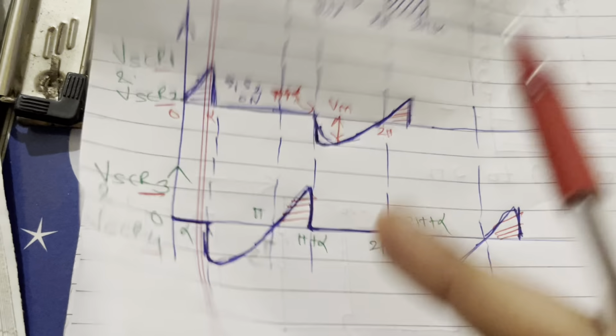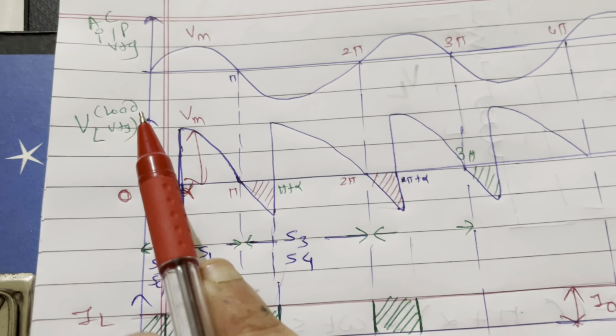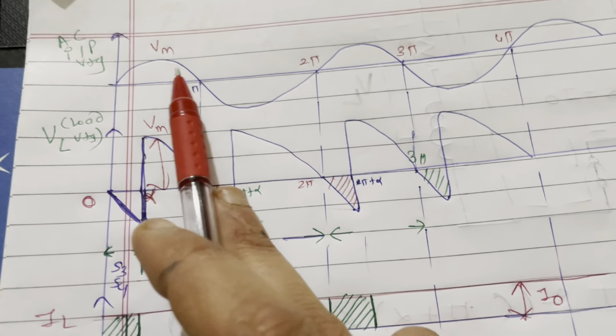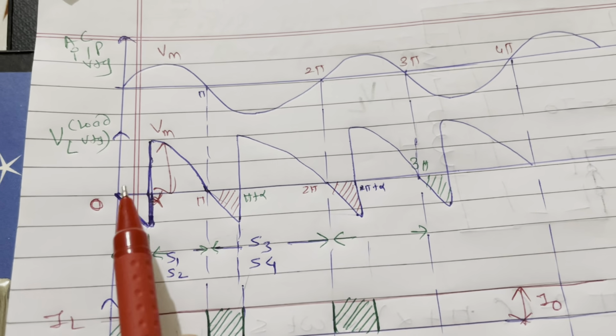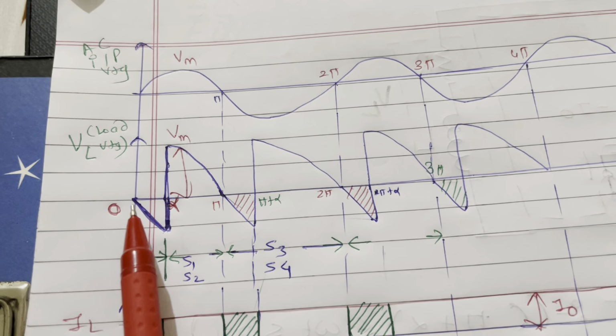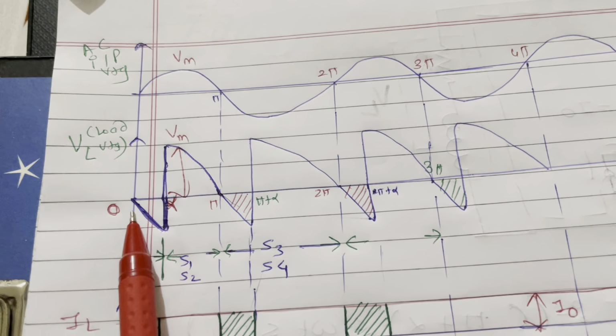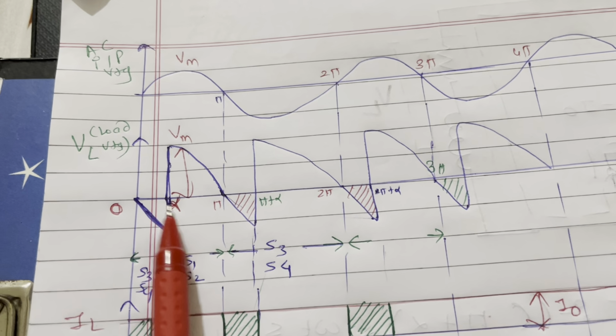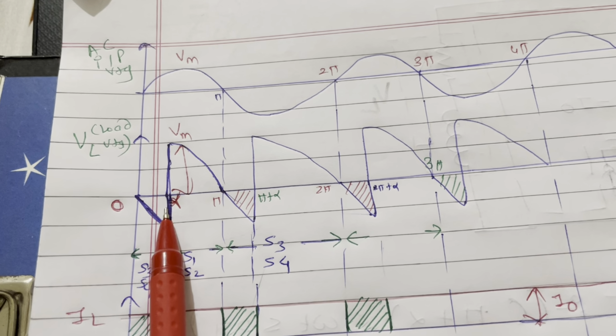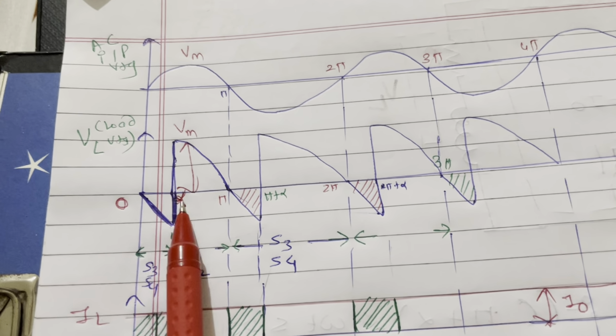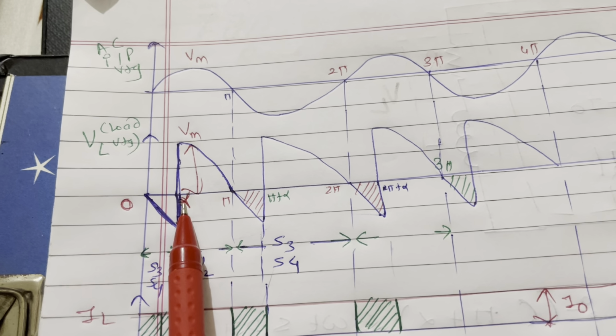Similarly, in the waveform, the AC input voltage is a sinusoidal waveform. So what is the load voltage? From 0 to alpha, the SCRs are not conducting.